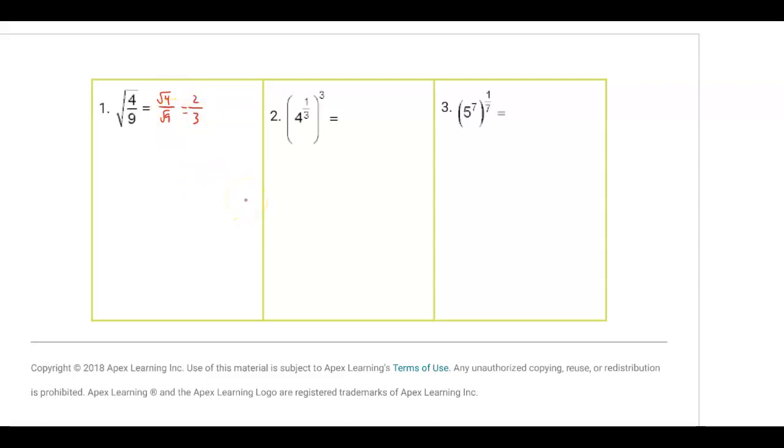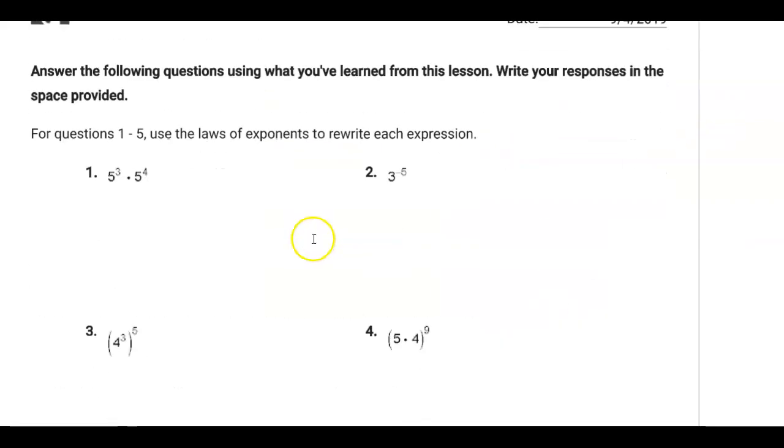Now 4 to the 1/3, all to the 1/3... I mean, 4 to the 1/3, all to the 3rd power, is 4 to the 1/3 times 3. And a third times 3 is just going to be 4 to the first power, or 4. And no different for number 3: 5 to the 7 times 1/7 would give me 5 to the first power, which is just 5. Let's look at some quick examples here.